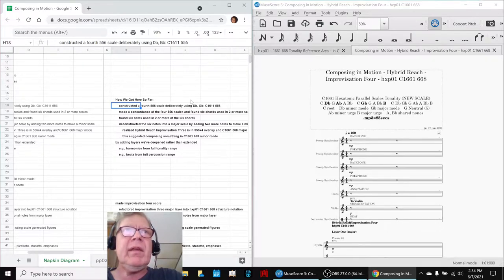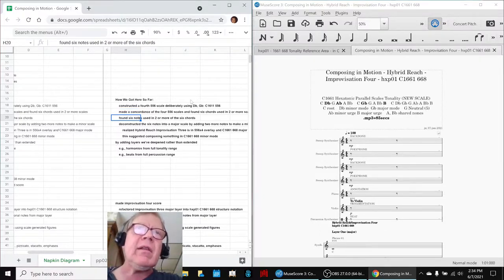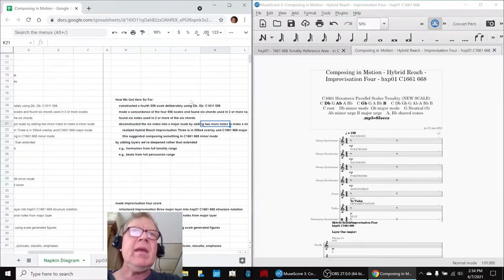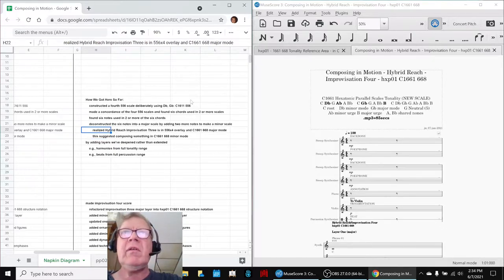So we constructed one. Then with the new four scales, we made a concordance and we found six chords that they all had, in two or more other scales. Then we found six notes out of the six scales. Then we turned the six notes into a major scale and added two more notes to make a minor scale. I'm sure this all makes sense. And this made us realize that what we called improvisation three, which we played twice now, was a major mode composition in the new expanded scale. So we said, well, let's make a minor one. So we did that. And that's the one you just heard a little piece of.